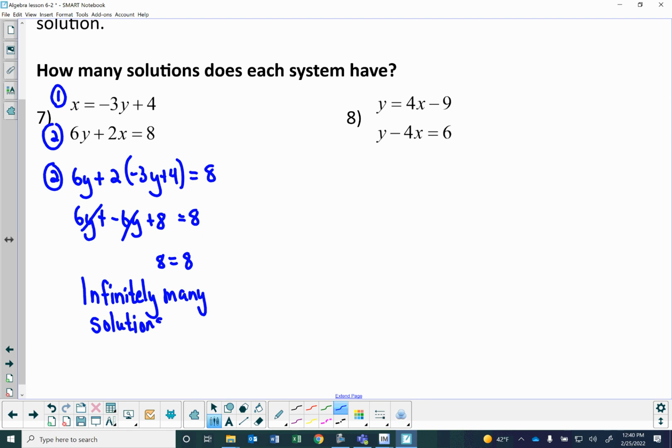And of course, we should name the line. So I could name either one of the lines, but it has infinitely many solutions on 6y plus 2x equals 8.